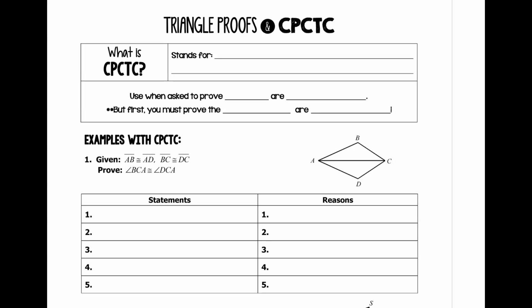Think about it for a minute, see if you can figure it out. Okay, I hope you got it right. So when we're doing these kinds of proofs, when you're asked to prove that parts of a triangle are congruent, you have to start by saying that the triangles themselves are congruent. First, you must prove the triangles are congruent.